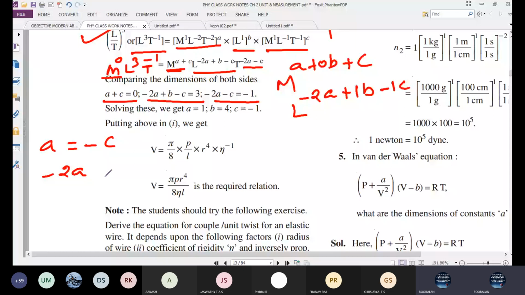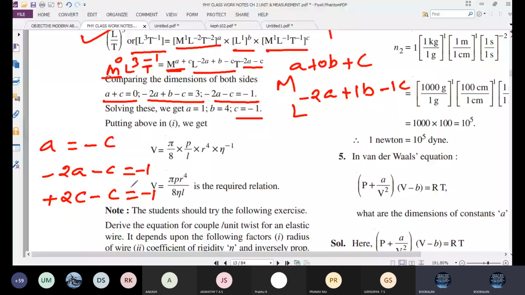Now instead of a, I am writing minus c. So minus into minus plus 2c, minus c equal to minus 1. So finally, minus 2c minus c. C equal to minus 1. C value is minus 1 now. Now you apply here, minus into minus plus. So a value is plus 1.